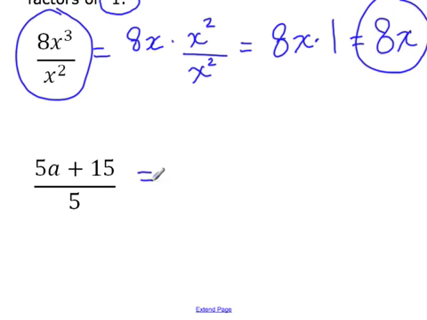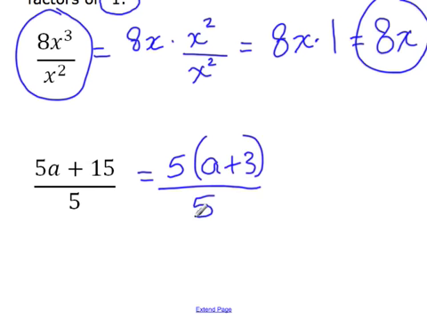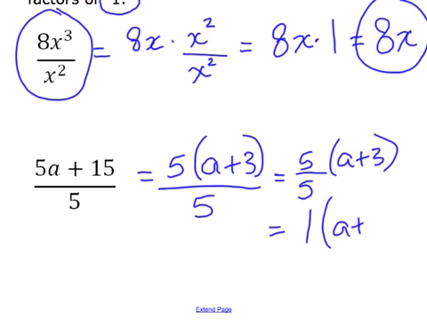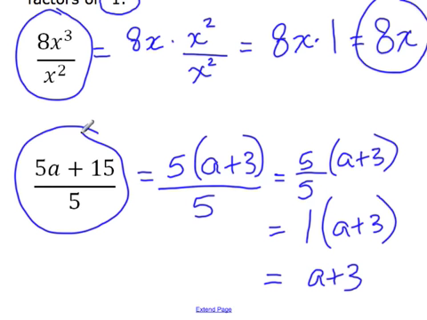Can do the same thing here. I can't really cancel this 5 with this 5 because there's a plus there and that sort of anchors it. However, I could factor that top. If I factor 5 out, I'm left with a plus 3 all over 5. You see where I'm going? And I'm going to get a 5 over 5 times a plus 3. Well, 5 over 5 is really a factor of 1, and 1 times anything doesn't change it. So the simplification of this rational expression is simply a plus 3.